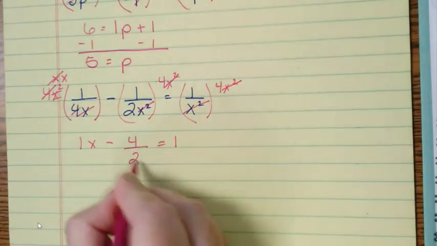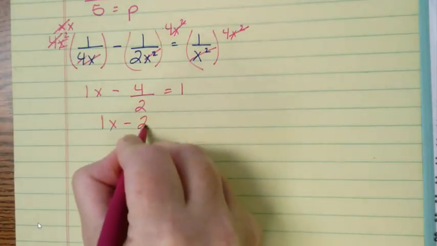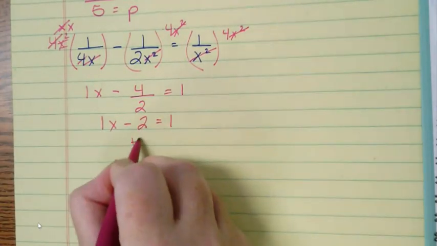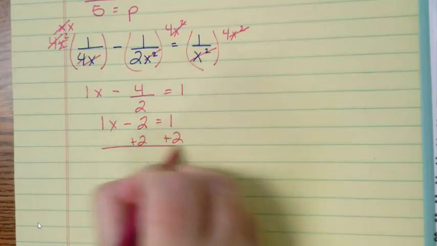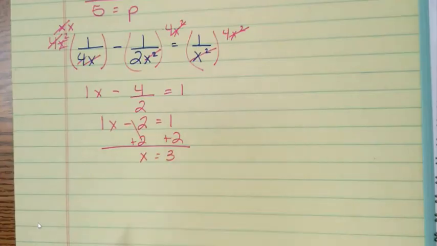What I can do now is clean this up. So 1x minus 2 equals 1. Add 2 to both sides. 1 times x is just x equals 3.